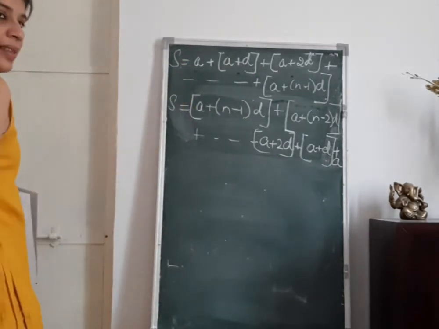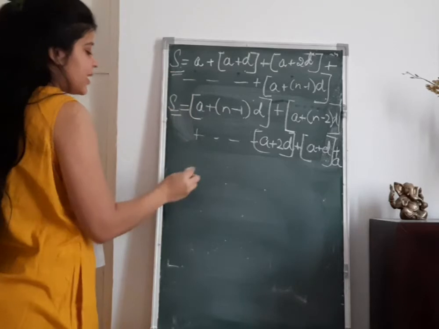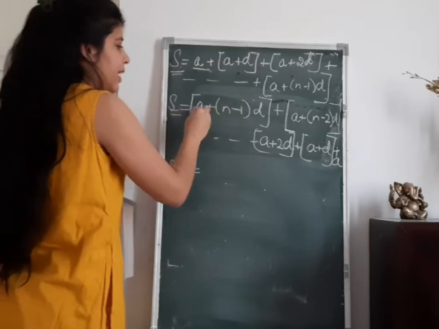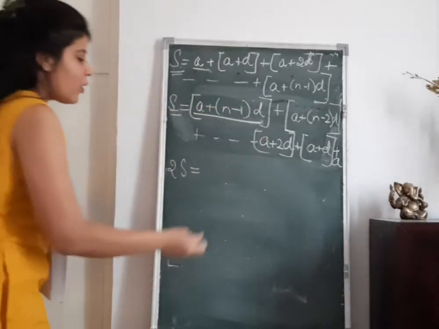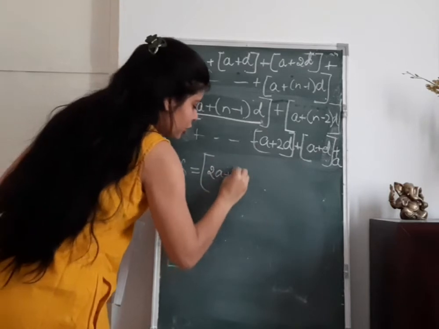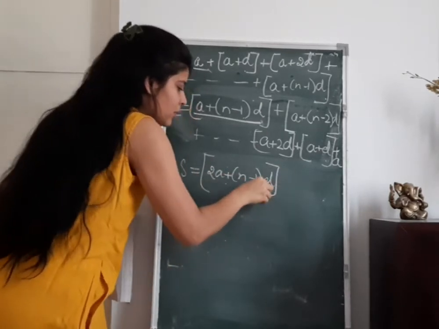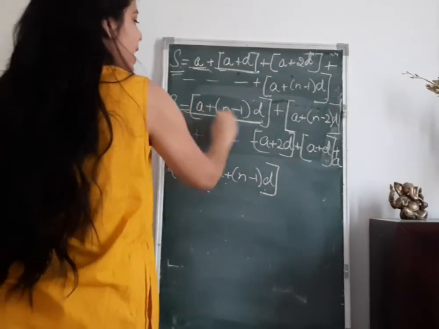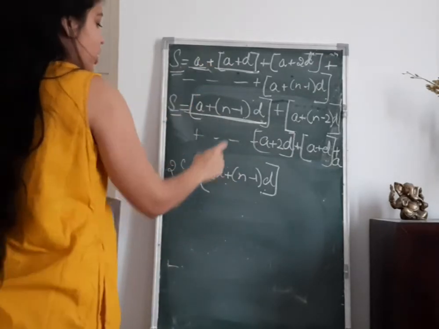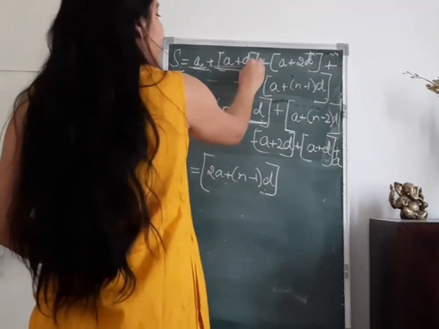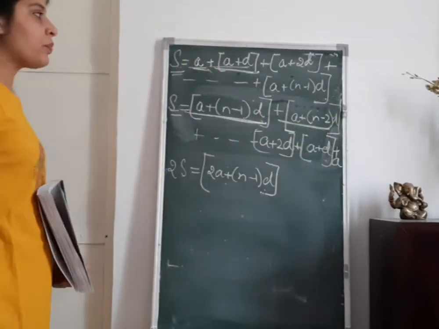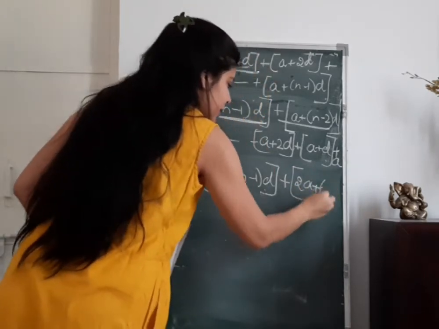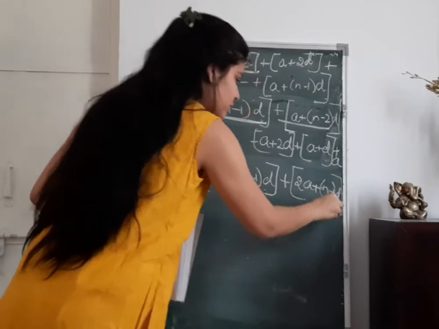Now let's add these. On LHS we have S plus S, which is 2S. Let's add A to this A plus n minus 1 into D. What will you have? You will have 2A plus n minus 1 into D. In this, A plus D is the first term. I have added the first term with this, and it has given me 2A plus n minus 1 into D. This is the second term. Let's add this to the second term. Again, it will give you 2A plus n minus 1 into D.